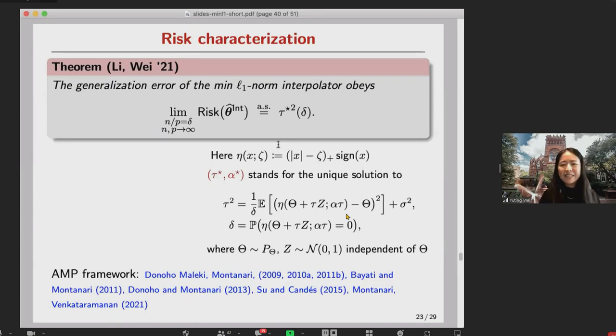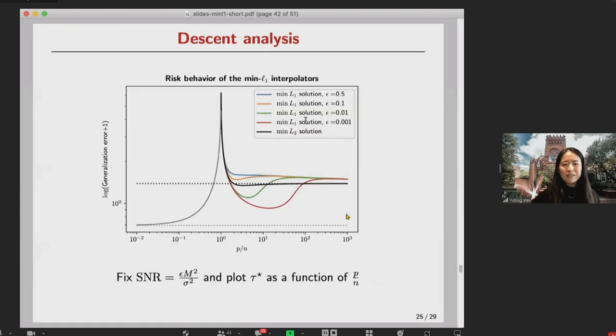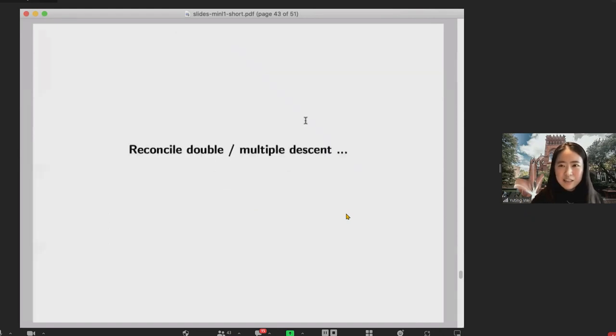And by analyzing how tau star behaves as a function of delta, we are able to characterize the ascent and descent of this risk curve. Okay, so that's just a high level idea of how we prove this result.